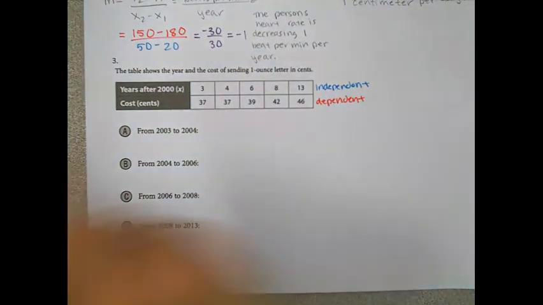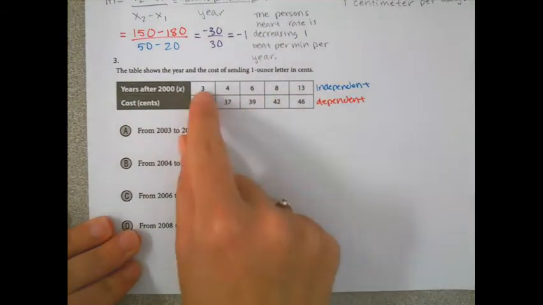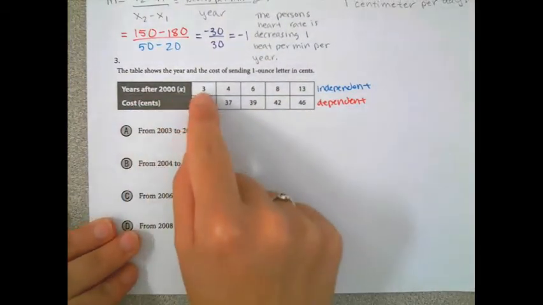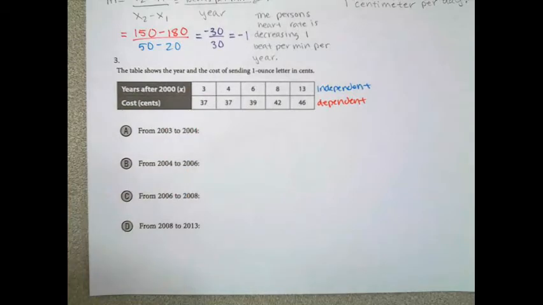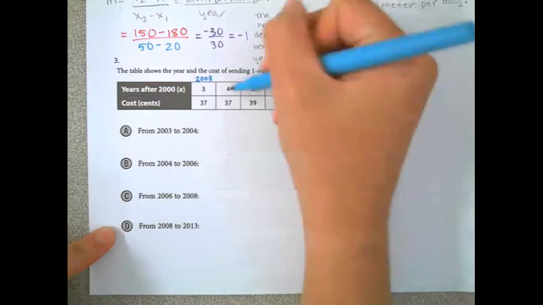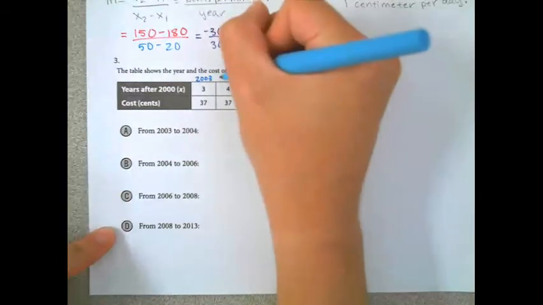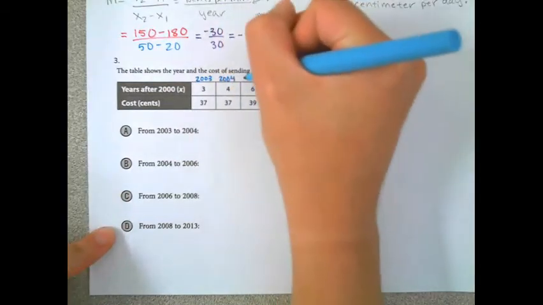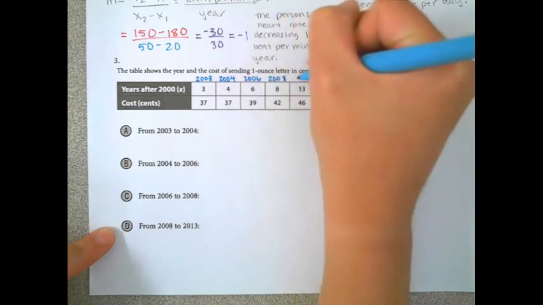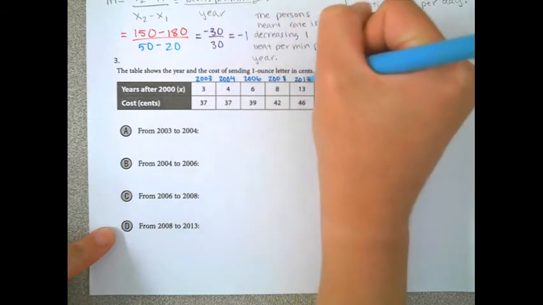It's all represented in this table. I do want to think about these values a little bit closer, because it says years after 2000. So this 3 doesn't just stand for 3 years. It really stands for this very specific year of 2003. This is 4 years since 2000. That's 2004, 2006, 2008, and then 2013.